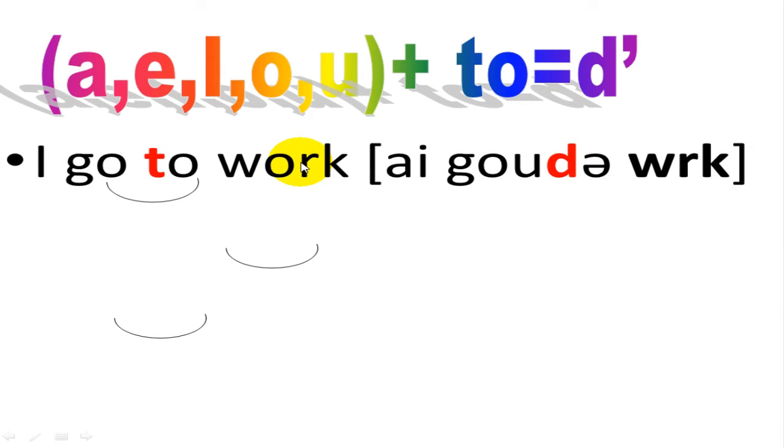Keep in mind, in the first part of the lecture we learned that the letter T is pronounced as a soft D between two vowels. If we have the letter T between two vowels, pronounce it with a soft D sound. Example: I go to work. T here between two vowels, I make it soft D. I go to work.